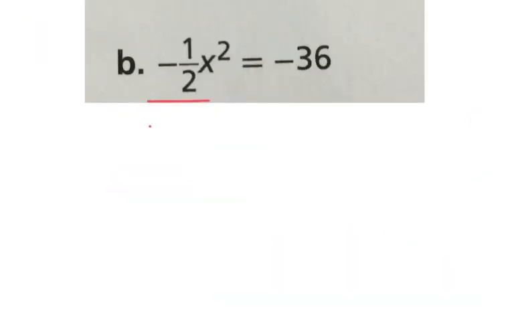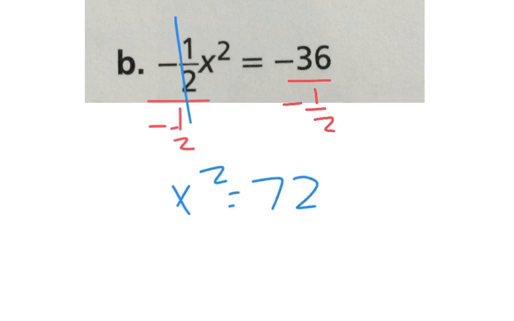Divide by negative 1/2 on each side. And then x squared equals 72. Take the square root. Good. You got it. Go ahead. And then you get x equals 74.